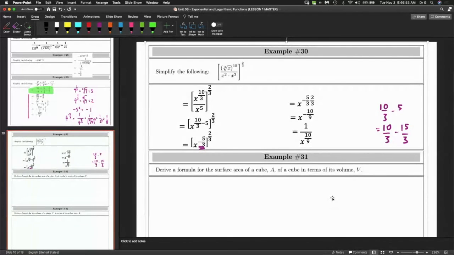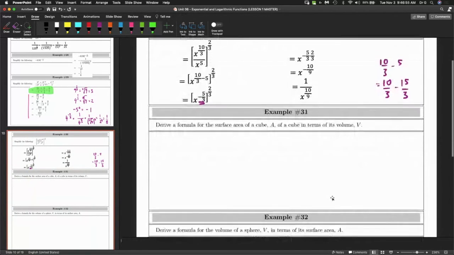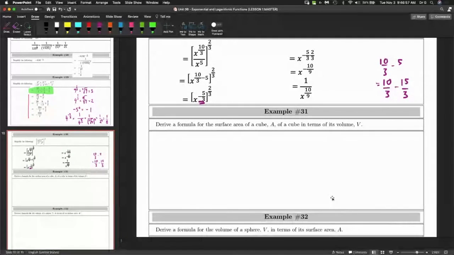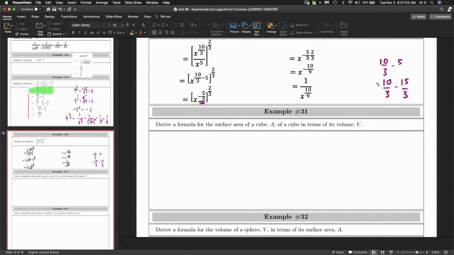So let's go to question 31. I might assign 32 as just homework, but we'll do 31 together right now. And then we'll take a break. So it says derive a formula for the surface area of a cube in terms of its volume. So what the heck's going on there?